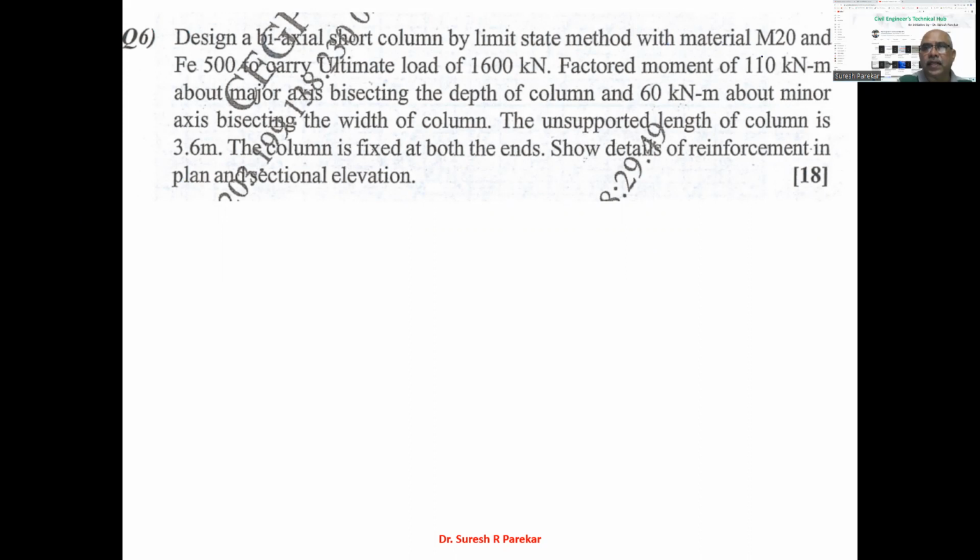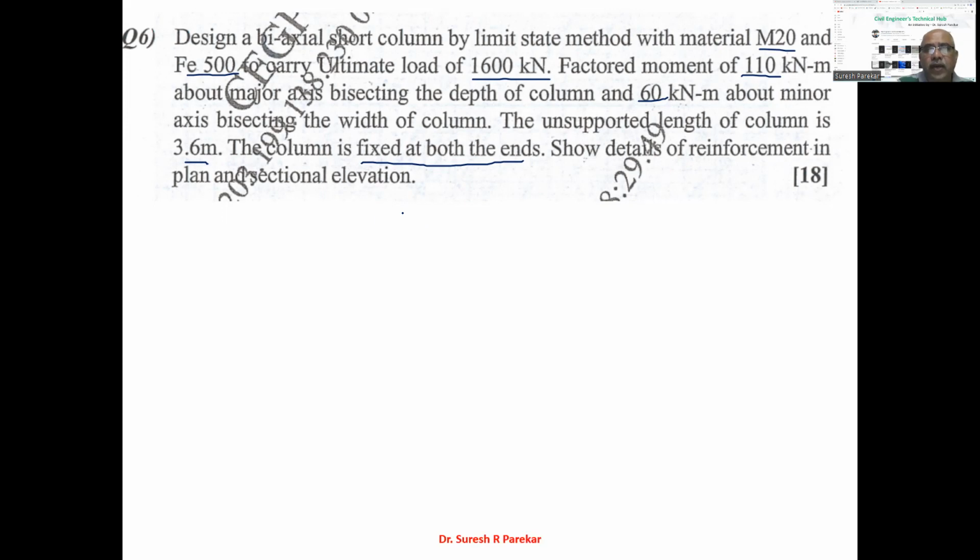Materials given are M20 and Fe 500, to carry an ultimate load of 600 kilonewton. The load is ultimate and the moments are also factored. Mux is 110, Muy is 60, and the unsupported length is 3.6 meter. The column is fixed at both ends. Then show details of reinforcement in plan and sectional elevation.